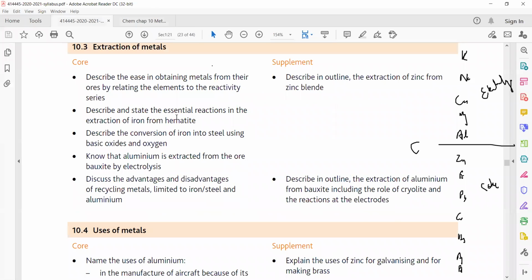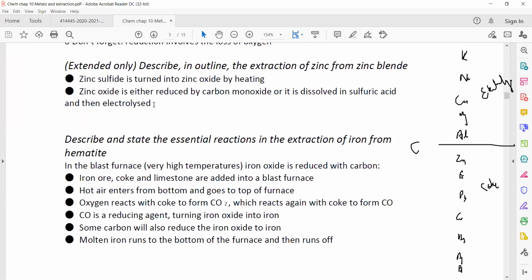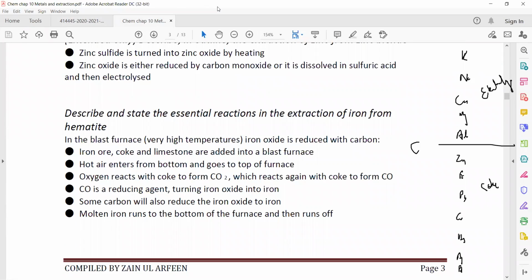Then describe and state essential reactions in extraction of iron from hematite. So what happens? Extraction of iron in a blast furnace from the ore iron oxide. In a blast furnace, at very high temperature, iron oxide is reduced with carbon. First, iron ore, coke, and limestone are added into the blast furnace. When hot air enters from the bottom, it goes to the top of the furnace. Oxygen reacts with coke to form carbon dioxide, which helps the reaction, as the formation of carbon dioxide is exothermic.